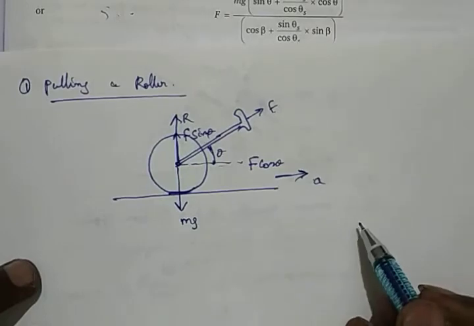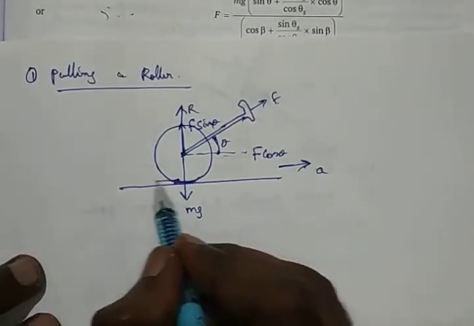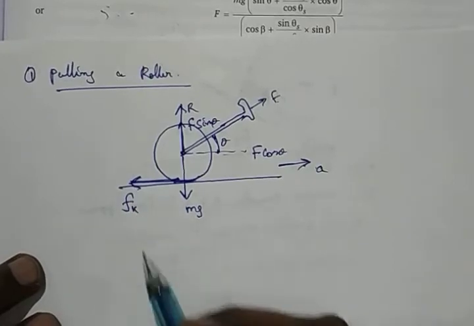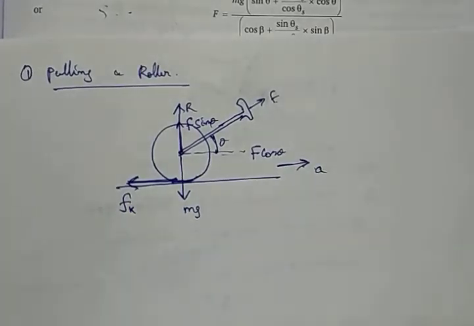Which direction will the frictional force apply? The frictional force applies here. It is Fk. This is the frictional force that has been applied here. Now we need to resolve this accordingly. Alright. Now what happens when the acceleration is in this direction?